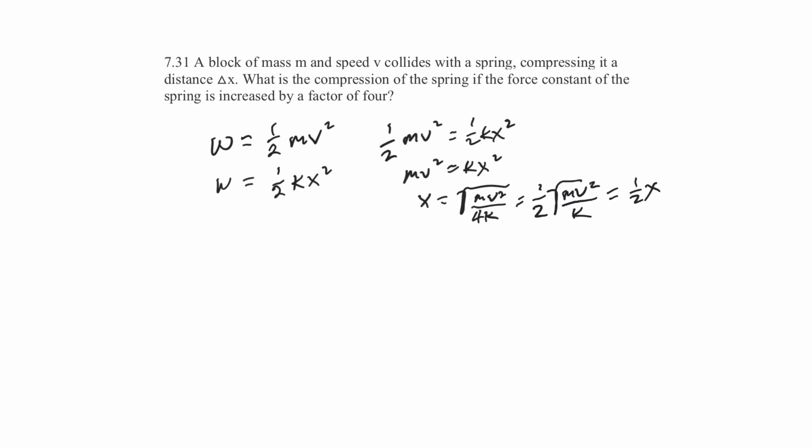Okay? And because the distance is squared, as you increase k by 4, you're only going half the distance into x. You're only moving half the distance that you did when the spring was not as stiff. Okay? I like this problem.